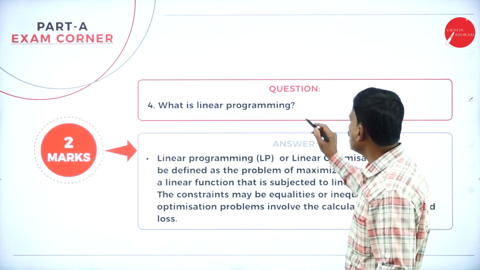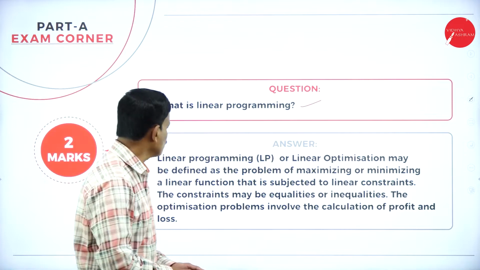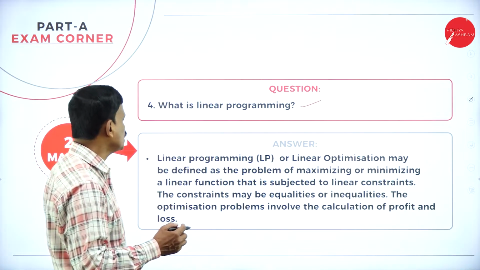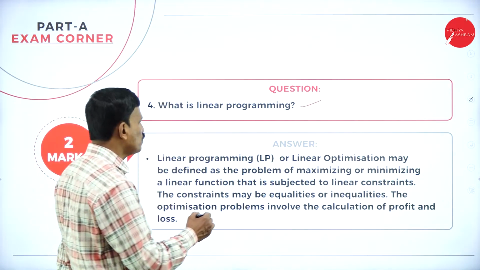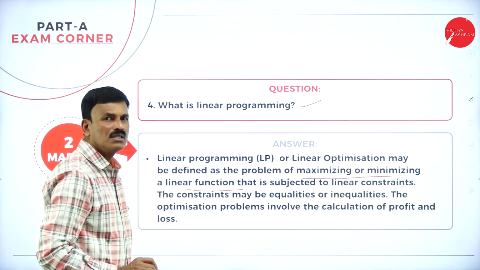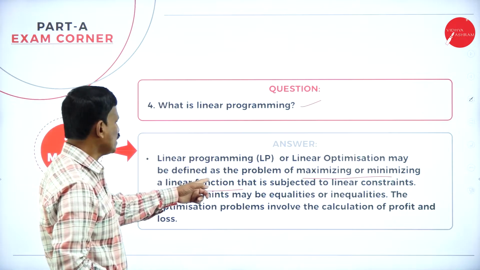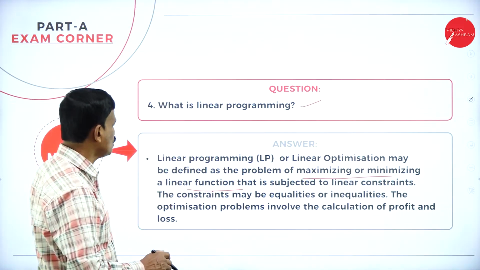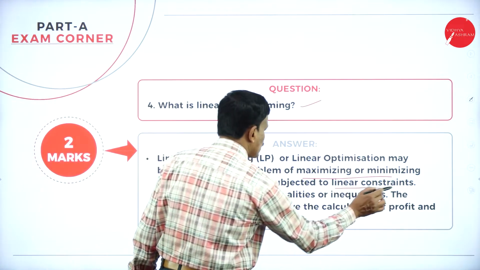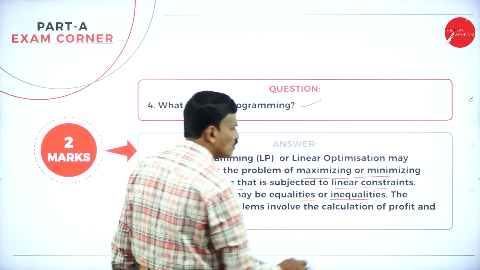Now the next question is, what is linear programming? LPP. So linear programming, LP, or linear optimization may be defined as the problem of maximizing or minimizing a linear function that is subjected to linear constraints. The constraints may be equalities or inequalities.